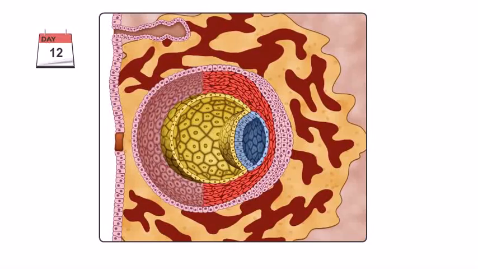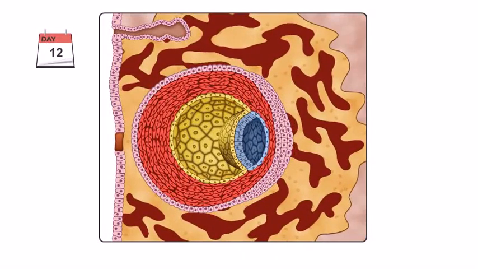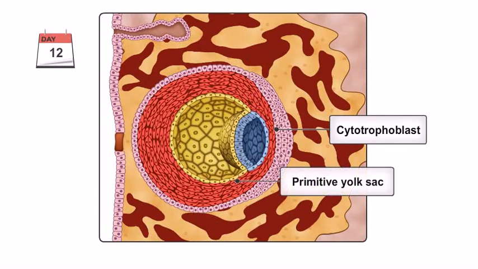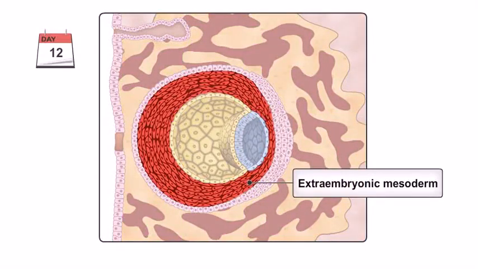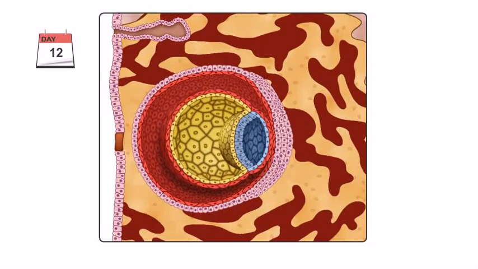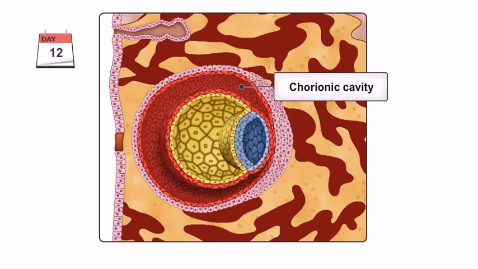Around the same time, a new population of cells appears between the inner surface of the cytotrophoblast and the outer surface of the primitive yolk sac, known as the extraembryonic mesoderm. Large cavities begin to appear in the extraembryonic mesoderm. These gradually fuse to form one single cavity, called the chorionic cavity.